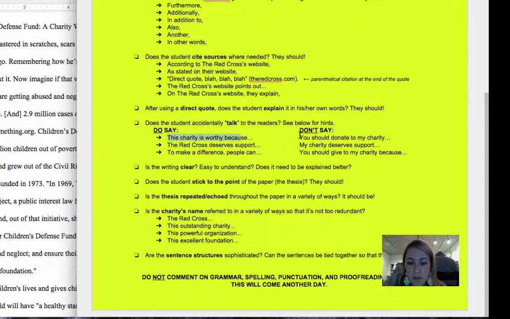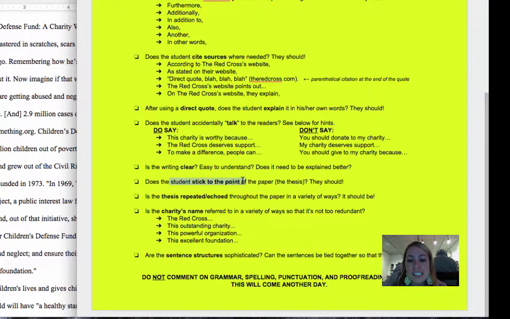Okay? Is the writing clear? Is it easy to understand? Does it need to be explained better? Okay, if you're having trouble understanding your partner's writing, explain that to them and say, this is not making sense to me, or here's how it would make sense better.